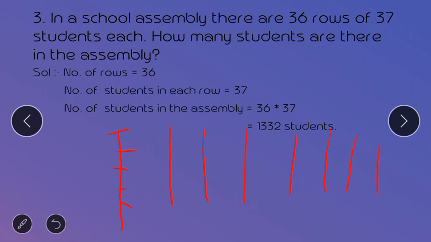In one row 37 students are there. In this row 37 students, in this row also 37 students, here also 37 students. Now you have to find out how many students are there in the assembly. So number of rows in a school assembly, how many rows are there? 36 rows are there and 37 students in each row.